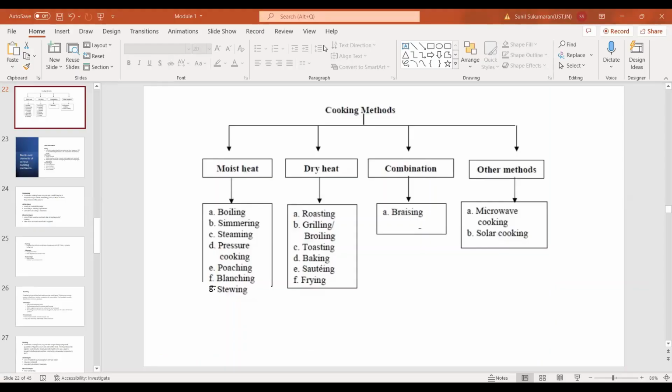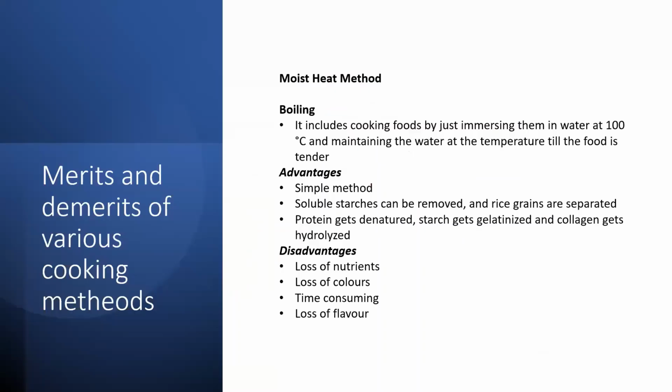So this is the classification of the cooking methods. It includes moist heat method, dry heat method, combination, and other methods. Moist heat method includes boiling, simmering, steaming, pressure cooking, poaching, blanching, and stewing. Dry heat methods include roasting, grilling or broiling, toasting, baking, sauteing, and frying. Combination includes braising. And other methods include microwave cooking and solar cooking. Now we will see each one in detail. So first is the moist heat method.